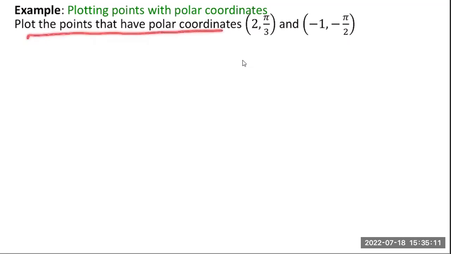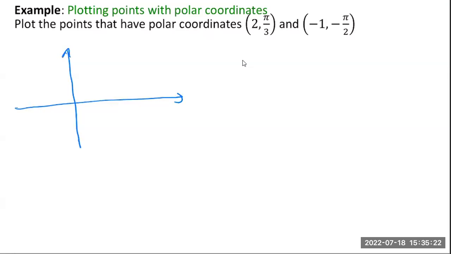Plot the points that have polar coordinates 2 comma pi over 3 and minus 1 comma minus pi over 2. Okay, let's work on the first point. Here is my polar plane, first of all. Now I need to mark this point. Always start by marking the angle. The angle is positive pi over 3, which means it should be a counterclockwise angle. Let's say pi over 3 is somewhere here, and this is the direction specified by the angle pi over 3.